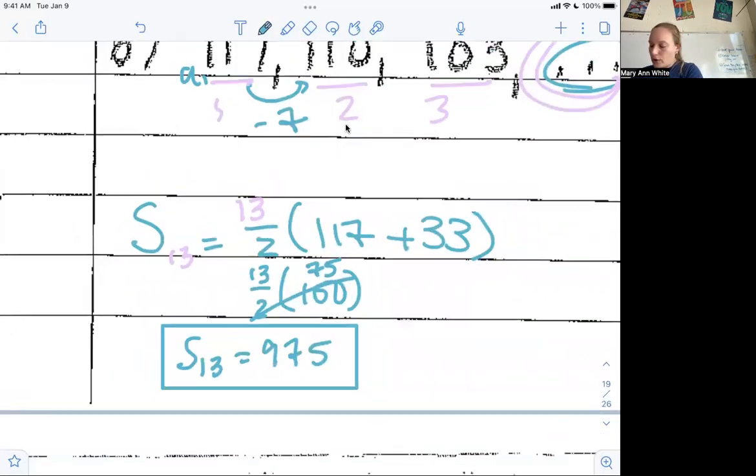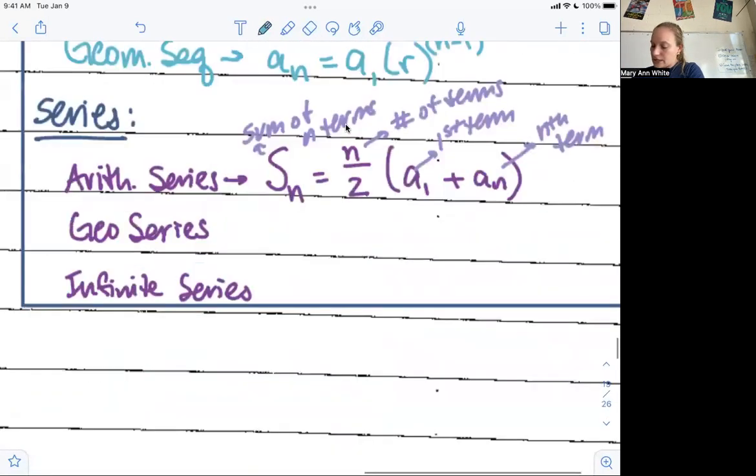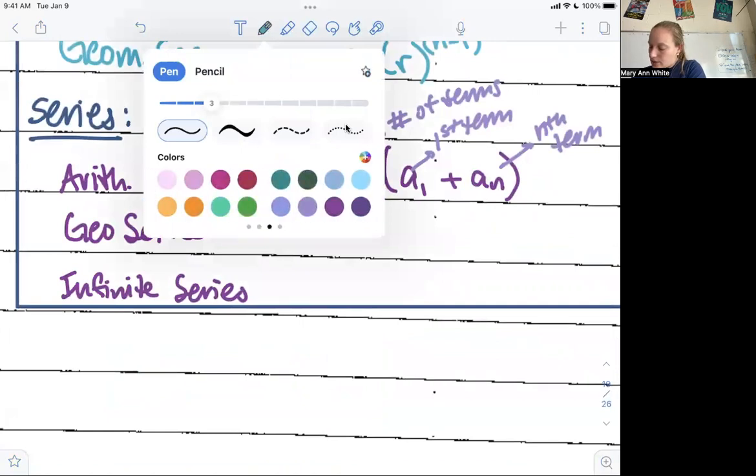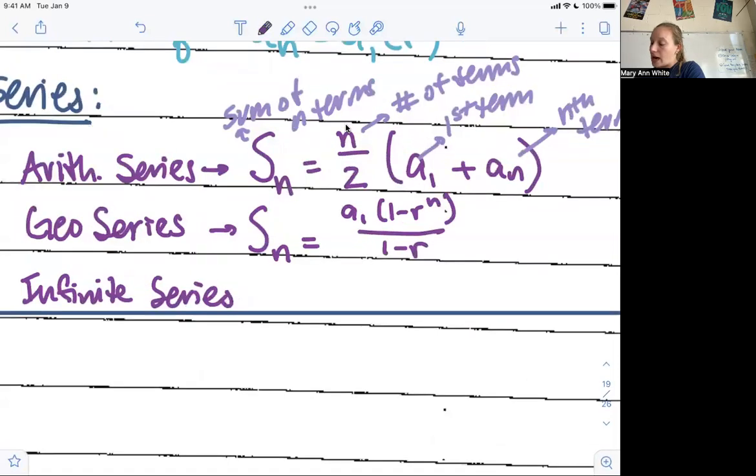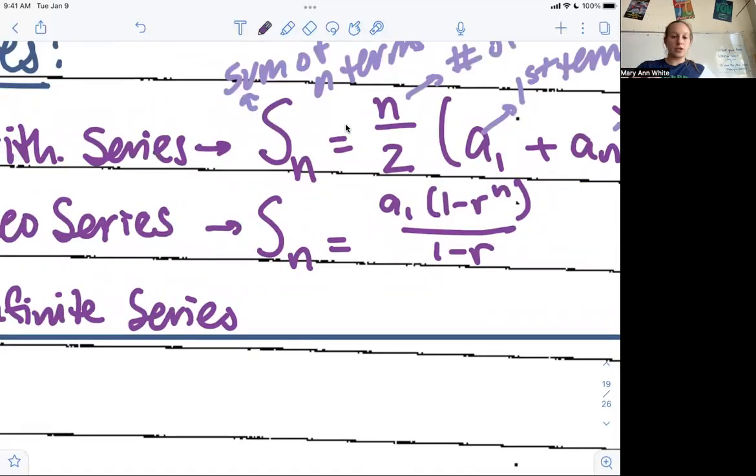All right. Before we carry on, we've got to learn about geometric series and infinite series. So a geometric series looks like this. S sub n equals a sub 1 times (1 minus r to the n) over (1 minus r). My r is my common ratio. My n is my number of terms. My a sub 1 is my first term. This one's a little easier because I don't need my a sub n term, but I do need my n, so I might have to do some searching and finding for that. All right, pause that, take a picture, write it down. Okay, I'm going to move on.